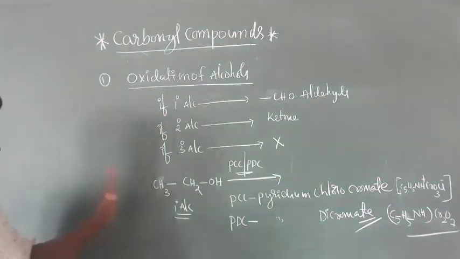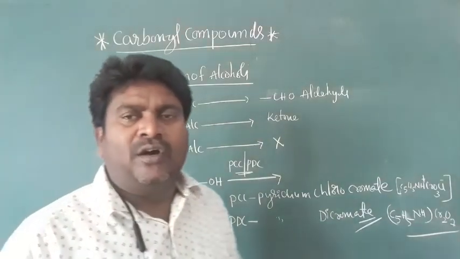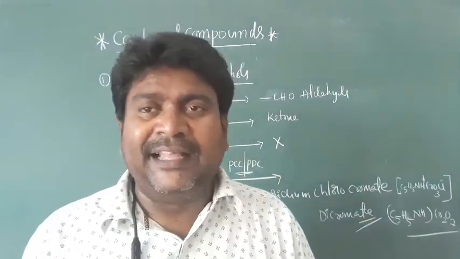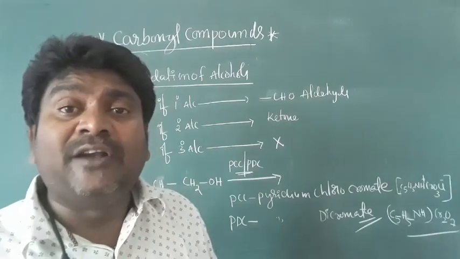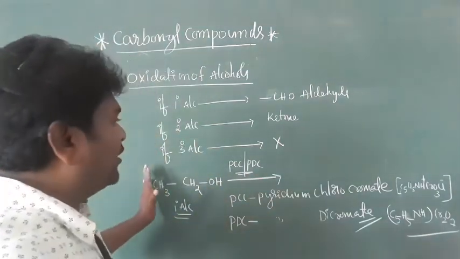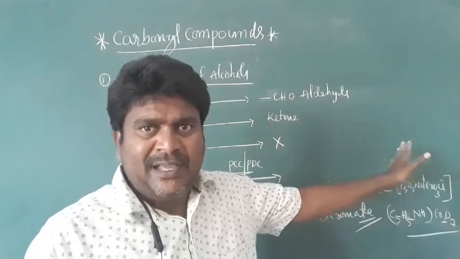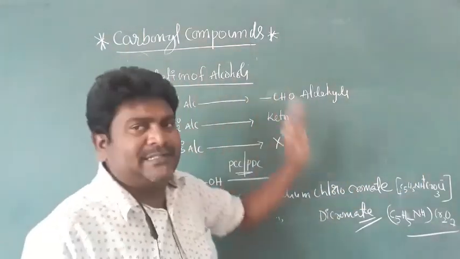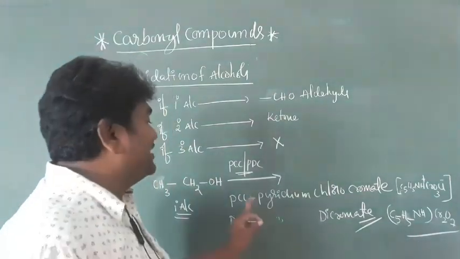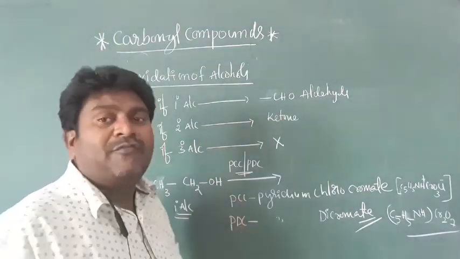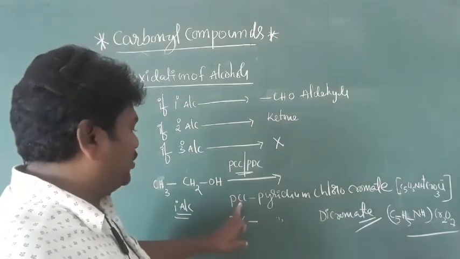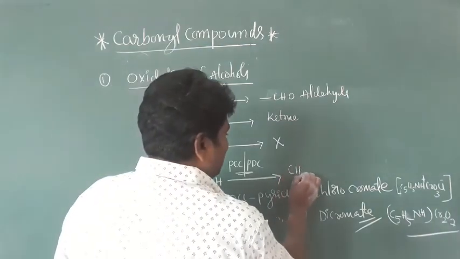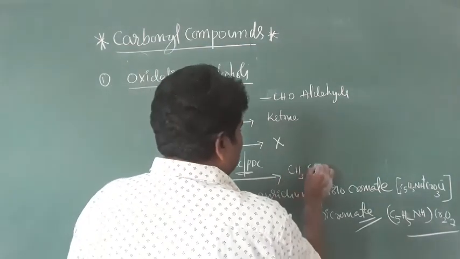Same thing, we already learned in alcohols. If you take primary alcohols with a strong oxidizing agent like KMnO4 or K2Cr2O7, primary alcohols are converted into acids. But here primary alcohols are converted into aldehydes if you use PCC or PDC. So with PCC or PDC, CH3CH2OH converts into CH3CHO.